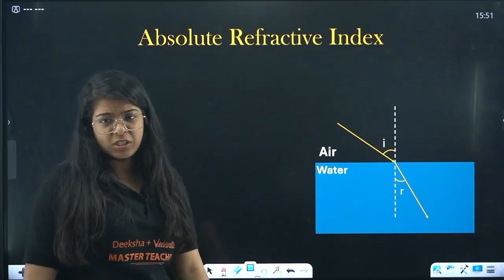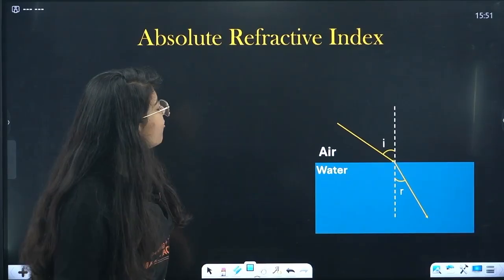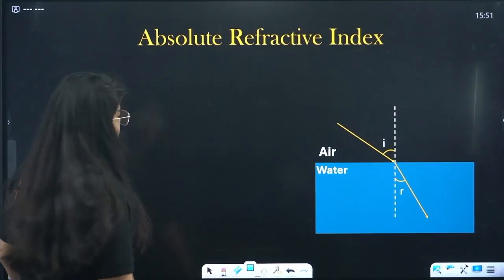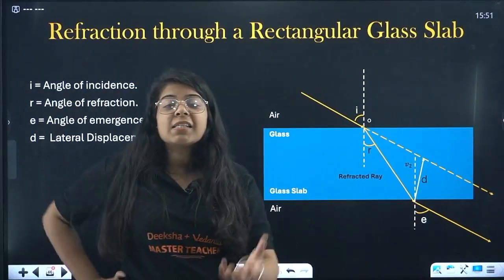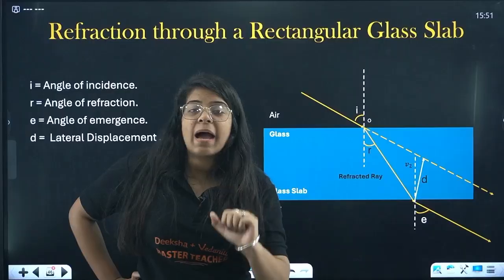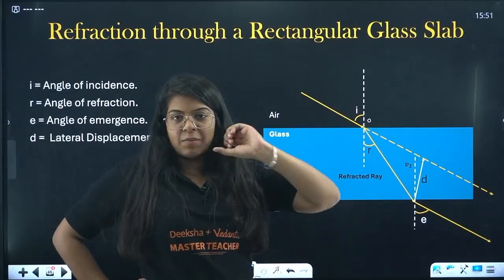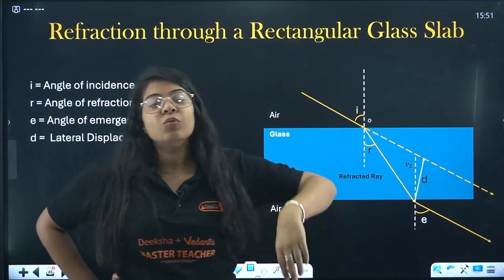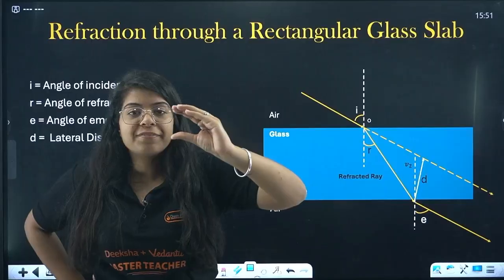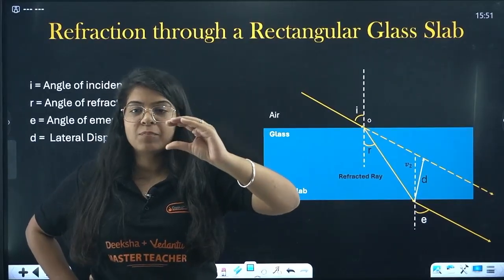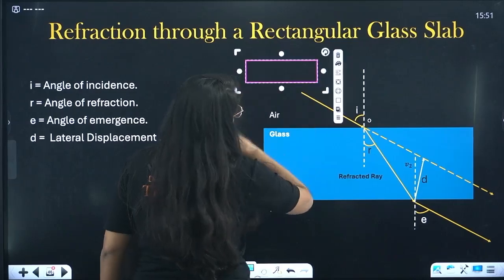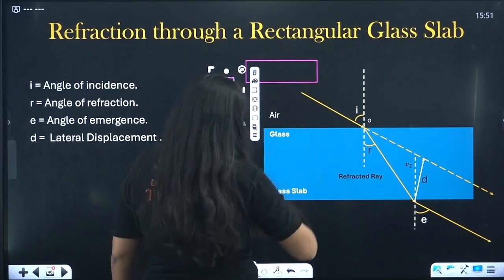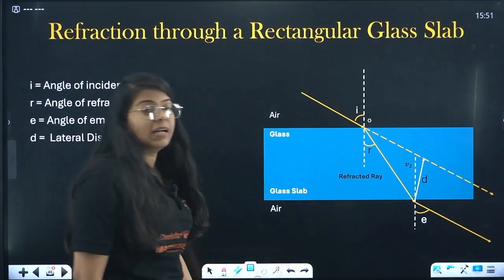Very interesting concept. Now see beta, this was absolute refractive index. Okay, so beta, there's something called glass slab. You will have a glass slab in your labs as well. What you do, it's like a block of glass. It's like a big block of glass. It will look something like this. Okay, but it is made up of completely glass.